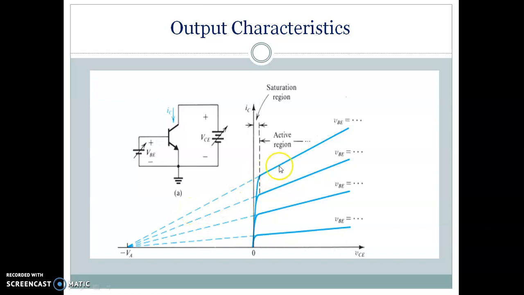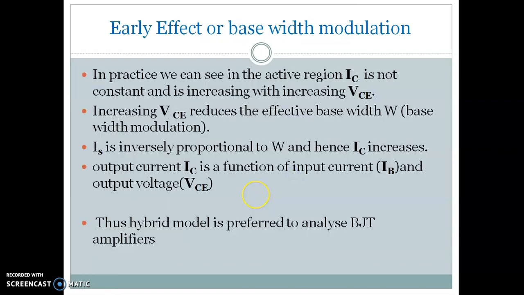So the reason for this having a positive slope is that, as you keep increasing the reverse bias voltage, your collector-base junction, which is supposed to be reverse biased, and as you keep increasing your VCE, this reduces the effective base width, or we can call this base width modulation. So as VCE increases, the effective base width gets reduced, or as VCE drops, the effective base width is increased.